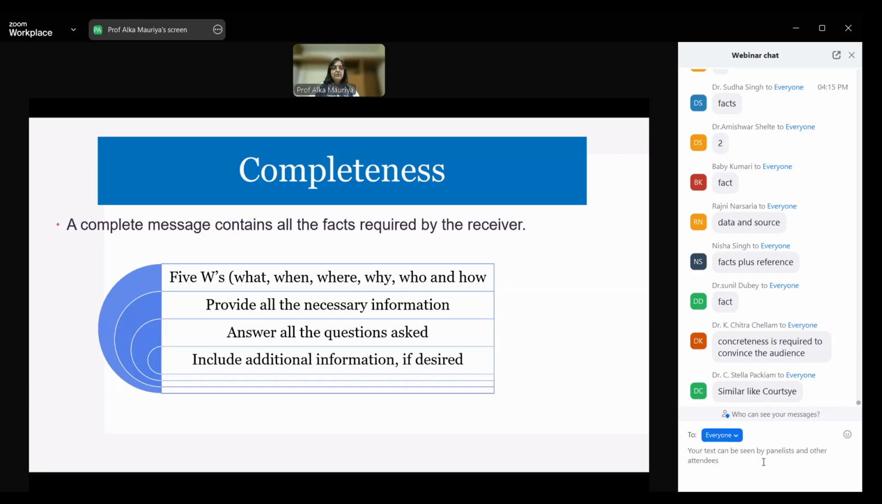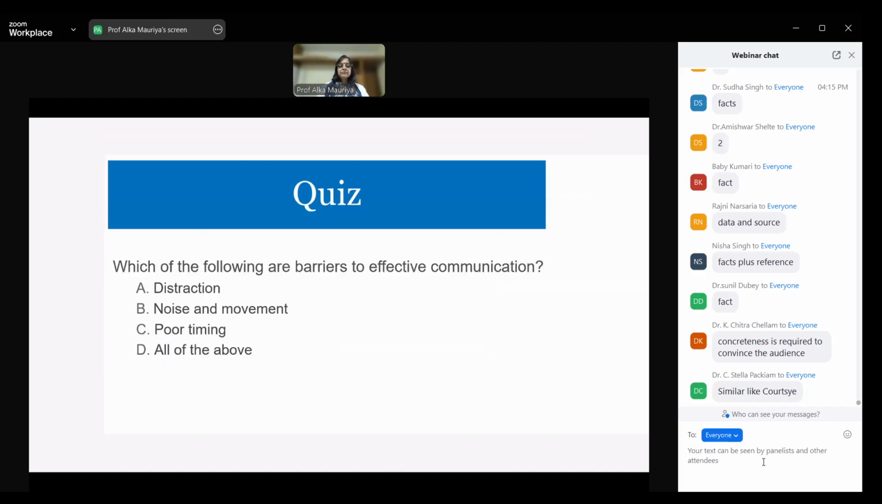And when you try and fill in all the gaps, again, your content will be rich. You will be more confident about your work. So it has to be complete in all respects. You should provide all necessary information. You should answer all the questions which could be asked, and should include additional information if that is required.